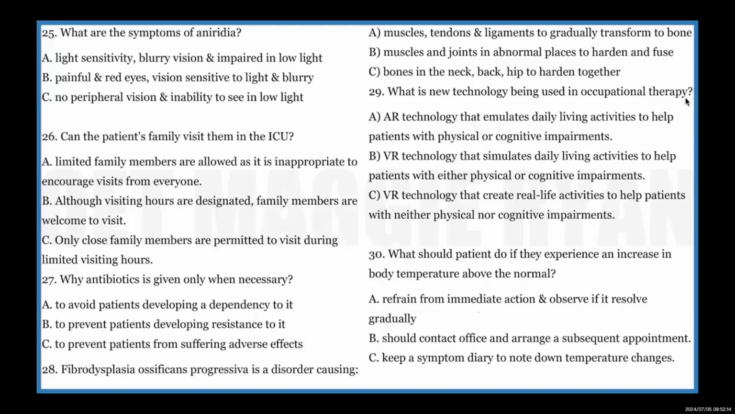Wow, that's really impressive. It seems like this technology could really change the way we provide occupational therapy. Definitely. I'm excited to see how it develops and how we can use it to help our patients in the future.